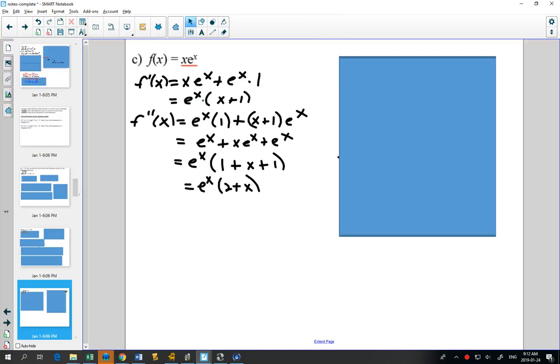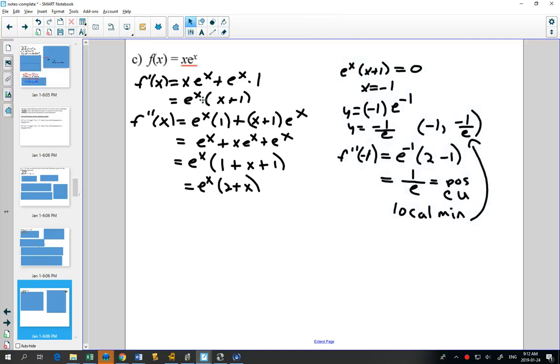So taking that information, we can find out where is our first derivative equal to 0. And since e to the x is never 0, the only place your first derivative could equal 0 is when x plus 1 equals 0, or when x is equal to negative 1. Why is e to the x never equal to 0?